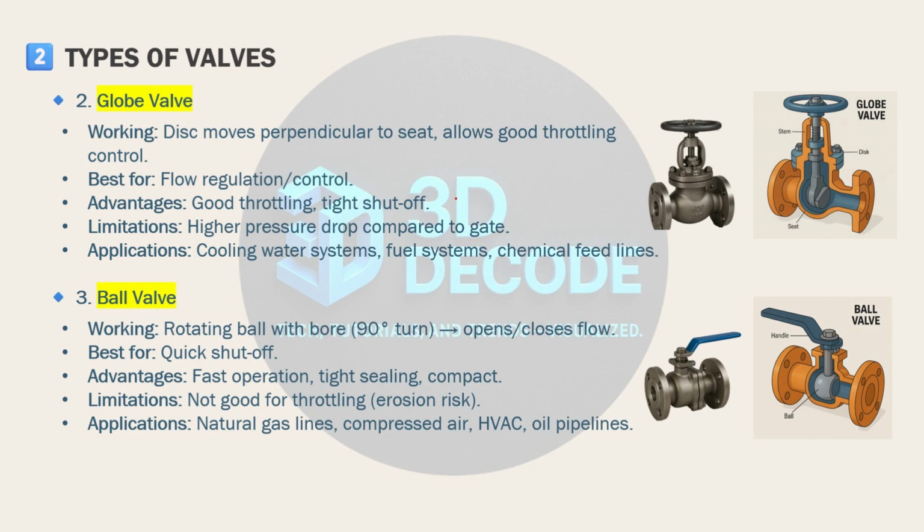3. Ball valve. Working: rotating ball with bore, 90 degrees turn opens or closes flow. Best for quick shutoff. Advantages: fast operation, tight sealing, compact. Limitations: not good for throttling, erosion risk. Applications: natural gas lines, compressed air, HVAC, oil pipelines.